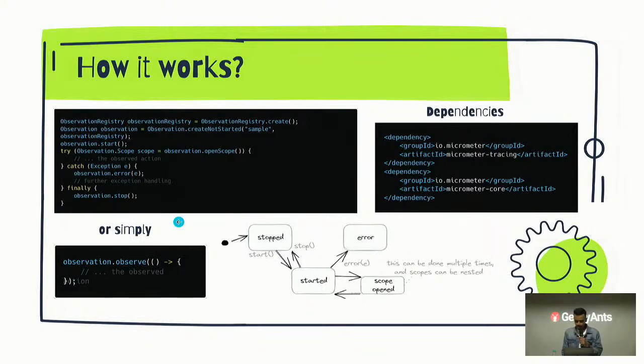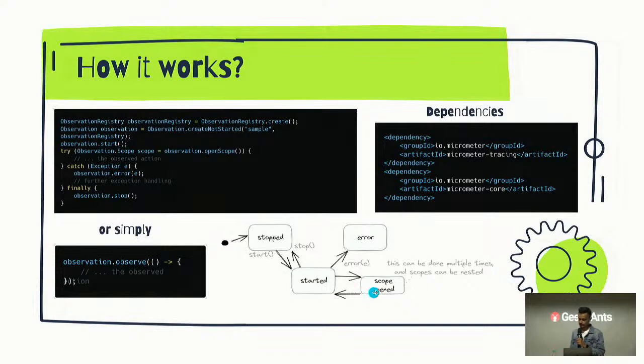And this is the flow, you can say, which shows that if it started, then first it will be stopped, it will start. So this is the life cycle flow, you can say. And if any error is there, it will send and collect the error.